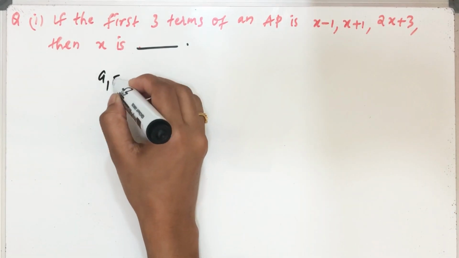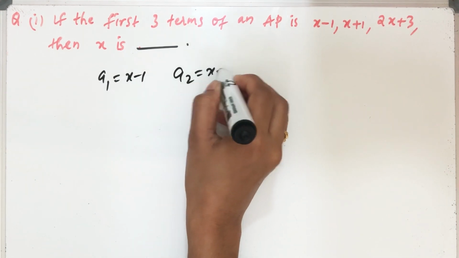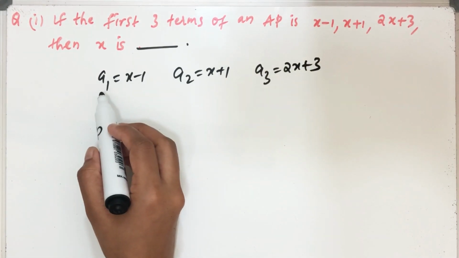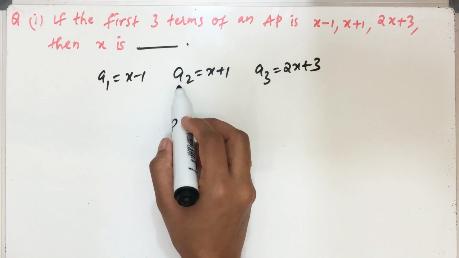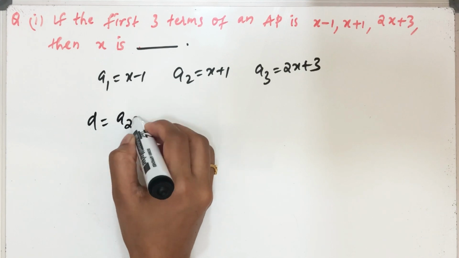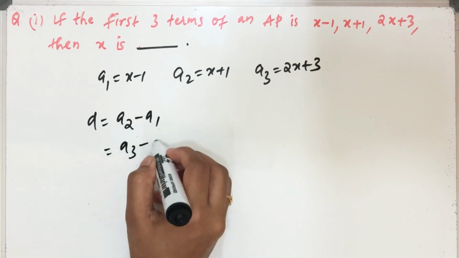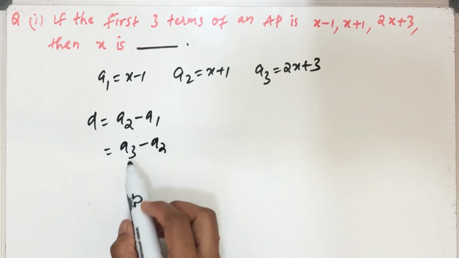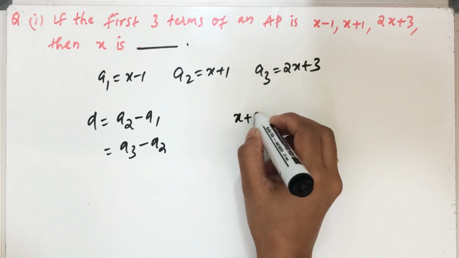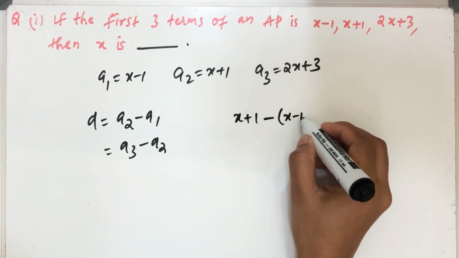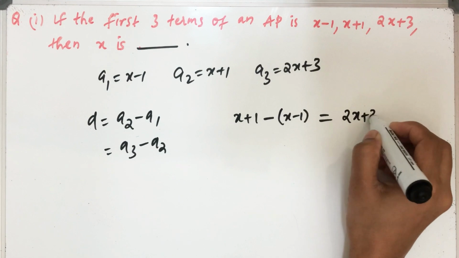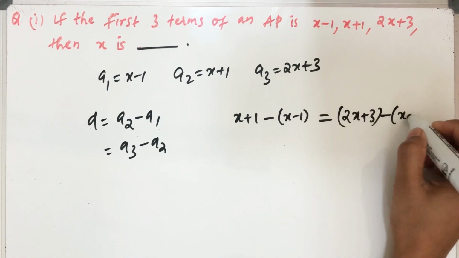Here a1 is equal to x minus 1, a2 is equal to x plus 1, a3 is equal to 2x plus 3. We know a2 minus a1 is equal to the common difference, and a3 minus a2 we will also get the common difference. So we can say d is equal to either a2 minus a1 or a3 minus a2. So a2 minus a1 is equal to a3 minus a2, same d. So we can substitute a2 which is x plus 1 minus a1 which is x minus 1, which is equal to d, that is also a3 minus a2, 2x plus 3 minus (x plus 1).